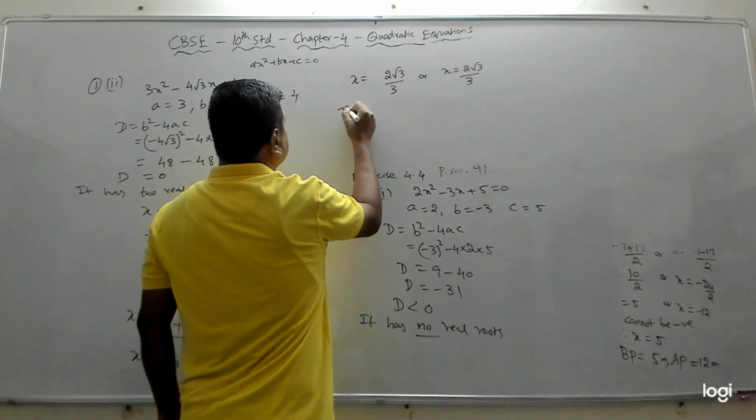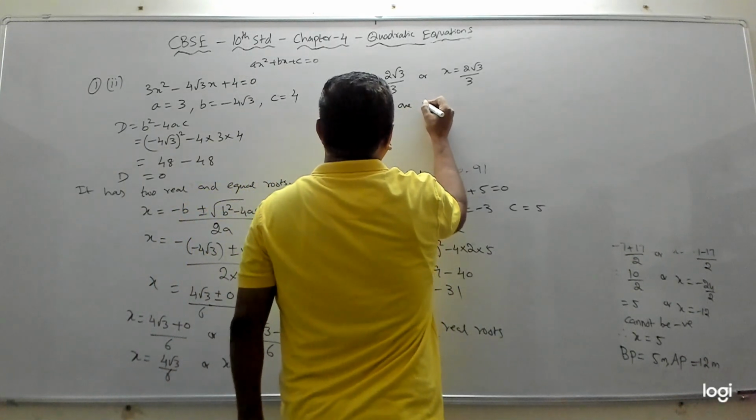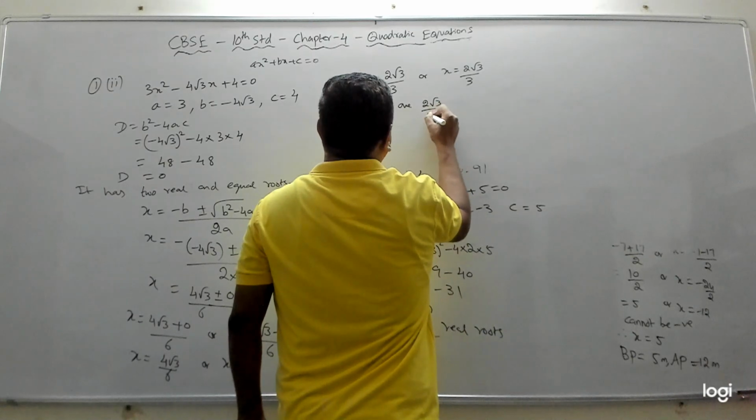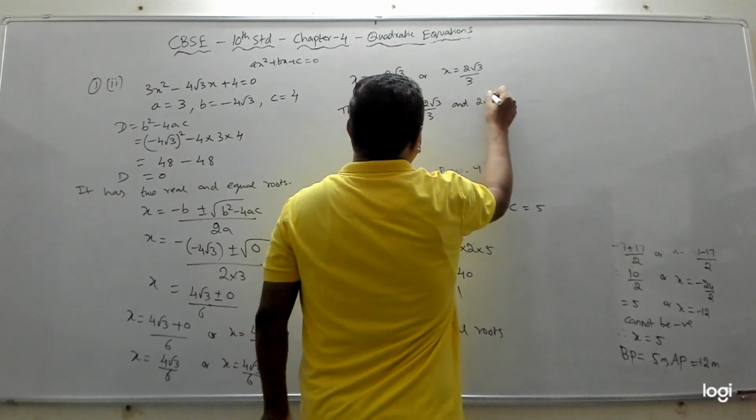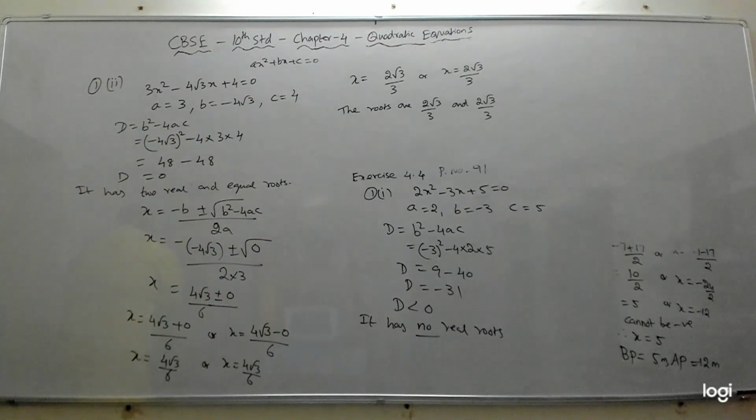So the roots are 2 root 3 by 3 and 2 root 3 by 3. So we have solved and found the roots, and the roots are real and they are equal.